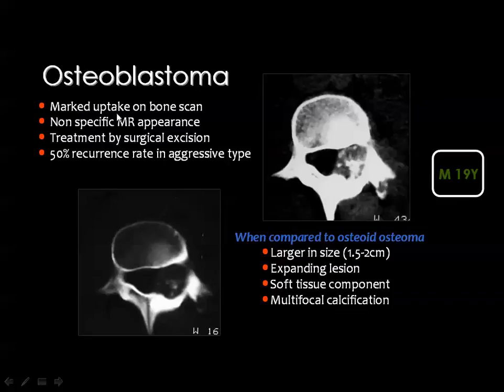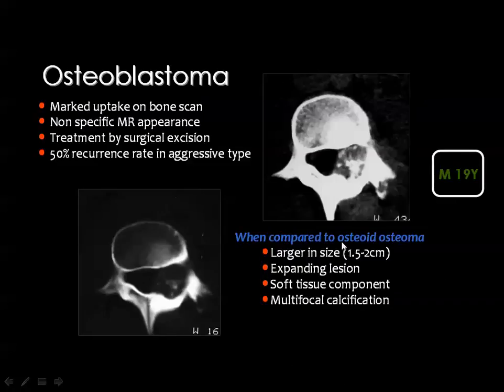Then this will show increased uptake in the bone scan. CT is good in the evaluation. MRI may have some difficulties in appreciating the matrix calcification and the bone sclerosis, but CT is more sensitive.